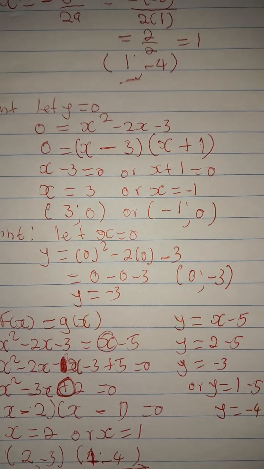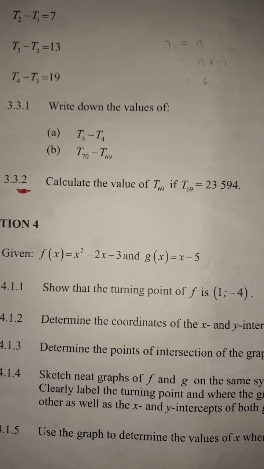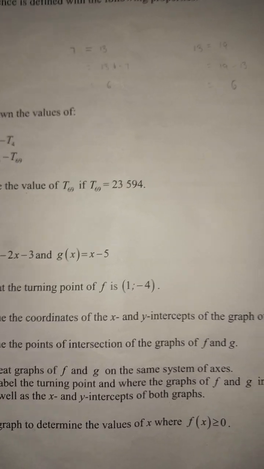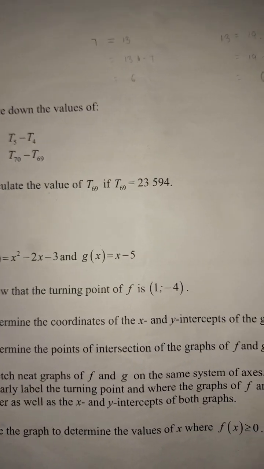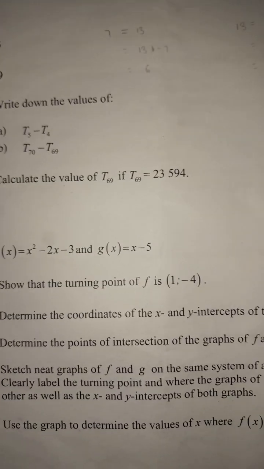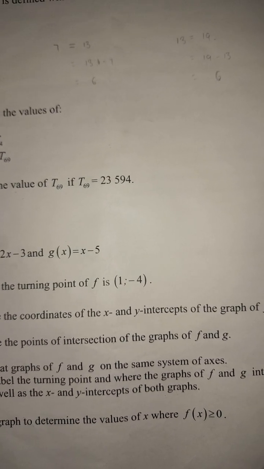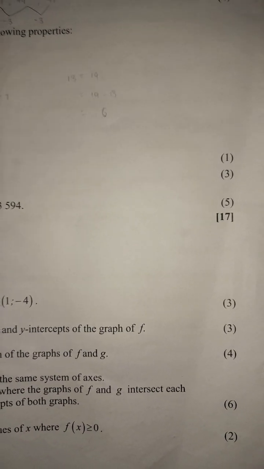All right, so now we are going to 4.1.4. Sketch the neat graph of f of x and g of x on the same set of axes. Clearly label the turning point and where the graphs of f and g intersect each other, as well as the x-intercepts and the y-intercept of both graphs. So we should include everything that we did there. Right, without wasting time, let's put this into practice.